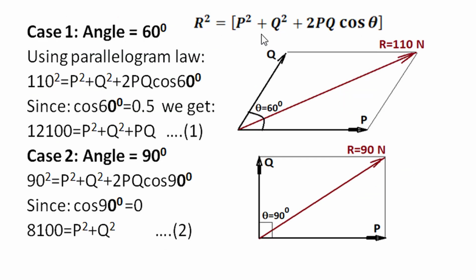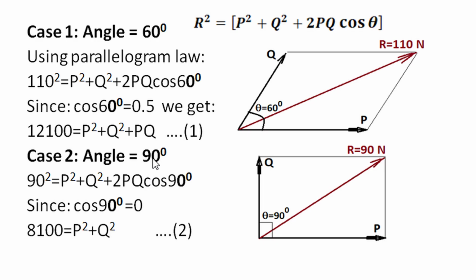As per the Parallelogram Forces Theorem, the resultant of two forces P and Q with angle between them theta is given by this relation: R squared is equal to P squared plus Q squared plus 2PQ cos theta. When the angle between the two is 60 degrees, the resultant is 110 Newton. So in place of R we substitute 110, P and Q are two unknowns, and angle theta is 60 degrees, and cos 60 is 0.5 multiplied by 2 becomes 1, and 110 squared becomes 12100. So this becomes our first identity.